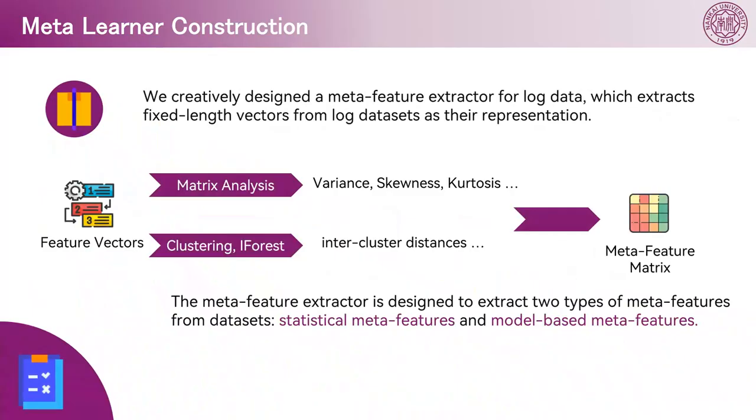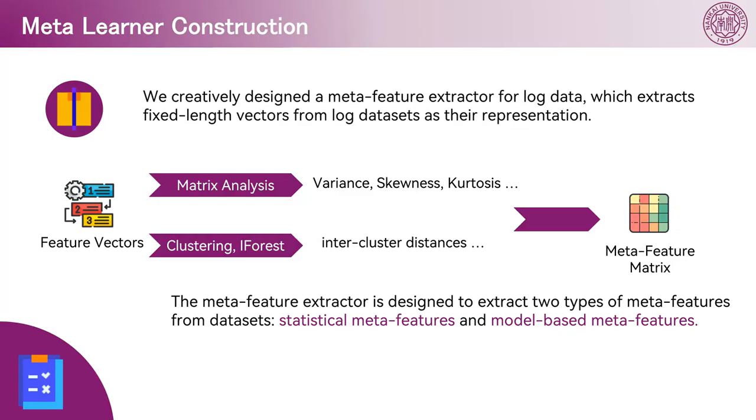Then we designed a meta-feature extractor specifically for log data. This extractor generates fixed-length vectors to represent log datasets. The process involves two types of meta-features: statistical meta-features and model-based meta-features. For statistical features, we apply matrix analysis to the feature vectors. This involves calculating metrics like variance and kurtosis to capture the distribution properties of the data. For model-based features, we use methods such as clustering and isolation forest.